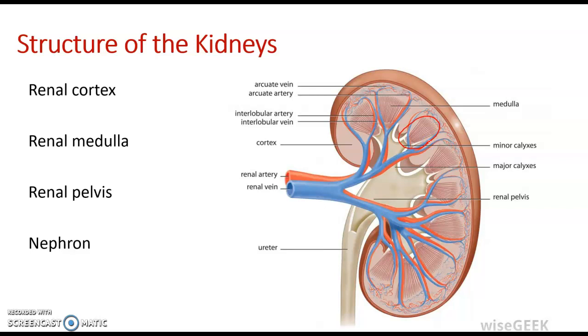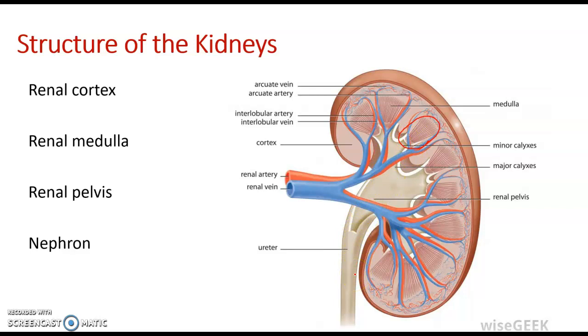And then the third layer is called the renal pelvis, which is the space that is open here. This is hollow and not filled with any tissue. And that's where the urine that is formed in the renal pyramids will drain down into the ureter and into the bladder and then out of the body.